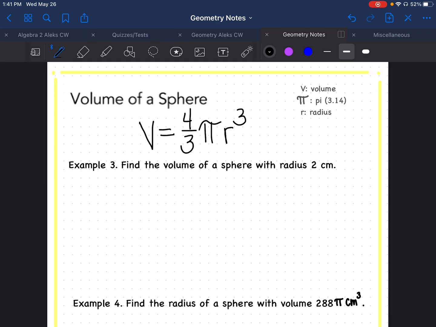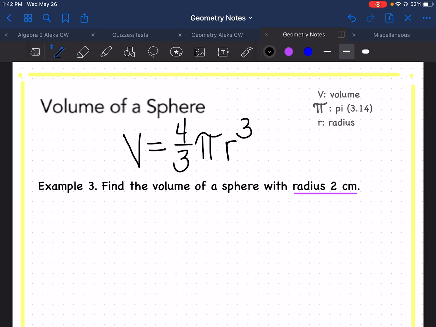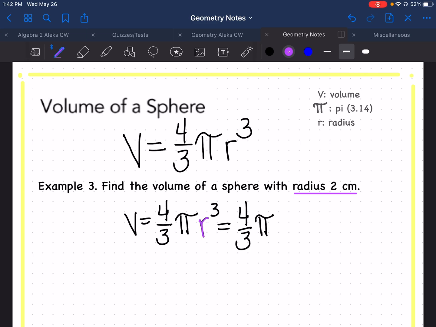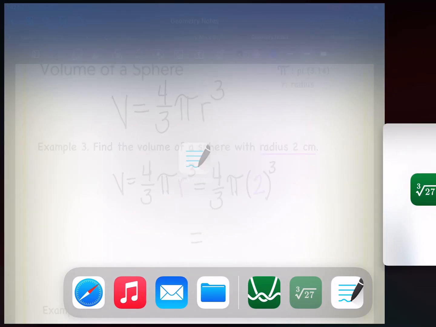All right, so it says find the volume of a sphere with a radius of 2 centimeters. So I'm just going to go ahead and underline that. Let me zoom in a bit. I always like to start with my formula. I find that if I copy down my formula, I tend to not miss stuff. Sometimes when I don't copy down my formula, I miss things. All right, so once again, you could be asked to leave pi, leave in terms of pi, or you could be asked to use it as 3.14.